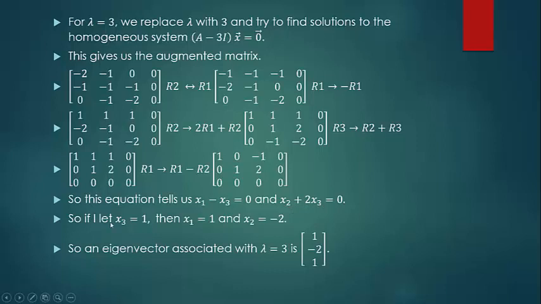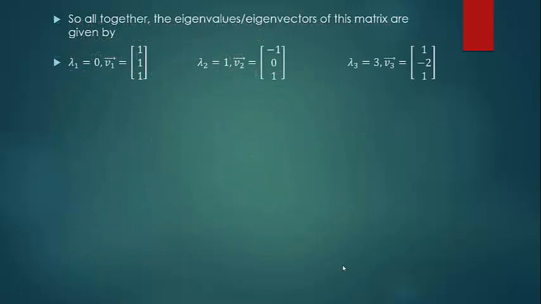So again, just for convenience, let x3 be equal to 1, and then that would mean that x1 is equal to 1 and x2 is equal to negative 2. So an eigenvector associated with lambda equals 3 is 1, negative 2, 1. Alright, we're almost done. So altogether, the eigenvalues and eigenvectors of this matrix are given by, and I just list all 3 of the pairs right here.